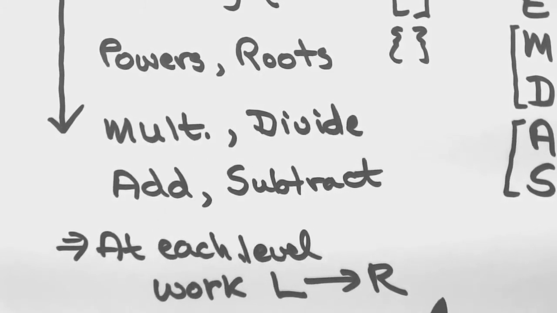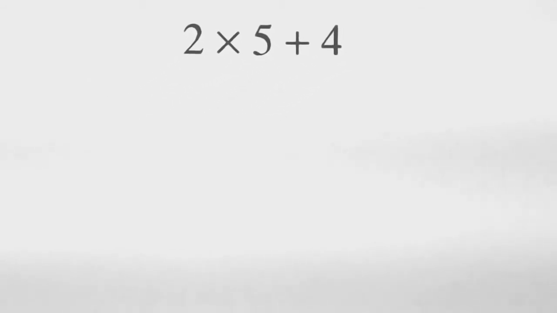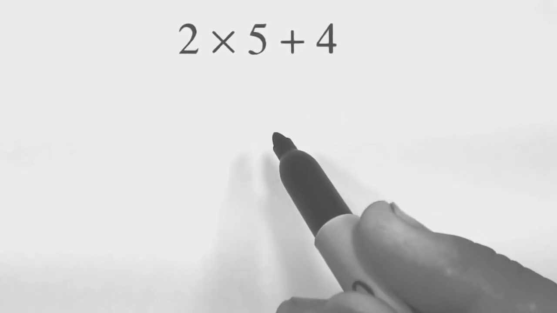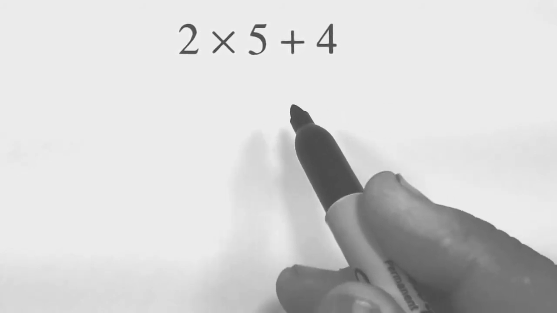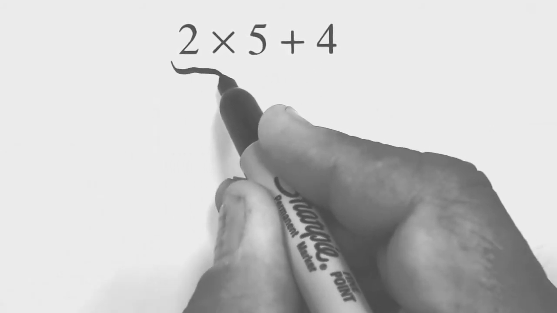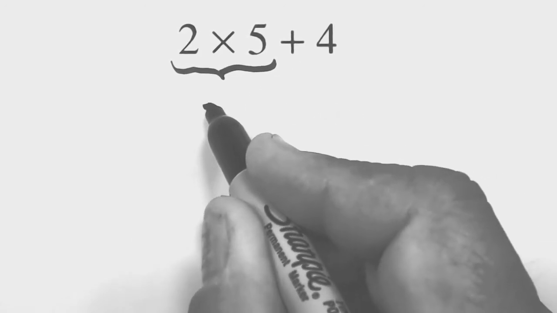Okay, let's now look at some beginning problems here that aren't too complicated, but will require you to know the correct method of using the order of operations. Okay, here's our first example. 2 times 5 plus 4. Well, we remember that multiplication is higher in importance than addition, so the first thing we'd have to do is this multiply. 2 times 5 is 10.